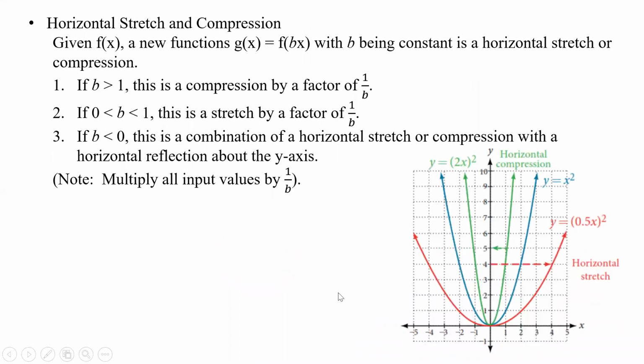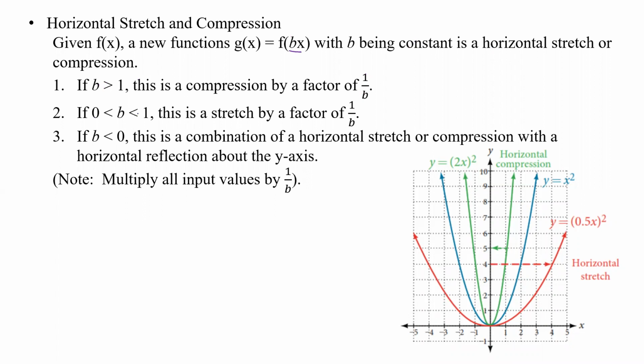Now, horizontal stretch and compression, given f of x, a new function is going to be g of x equals f of bx. So we're taking b times the x inside here. Now, the b is a constant. It's a horizontal stretch or compression factor. Now, if b is greater than 1, say we have 2, 3, 4, or whatever, then the compression is by a factor of 1 over b.